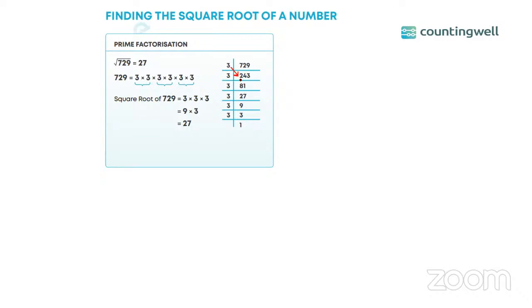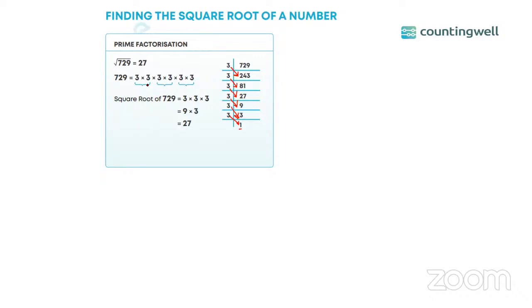So we have 3 times 243 equal to 729. 3 times 81 is equal to 243. 3 times 27 is equal to 81. 3 times 9 equal to 27. 3 times 3 equals 9. And we continue the process till we get 1. That's why we can see the prime factorization of 729 is 3 times 3 times 3 times 3 times 3 times 3.